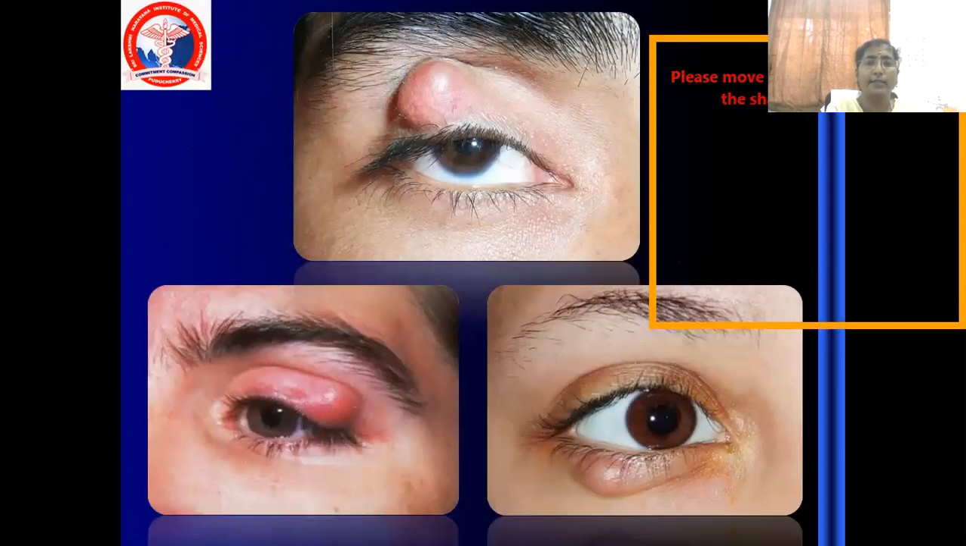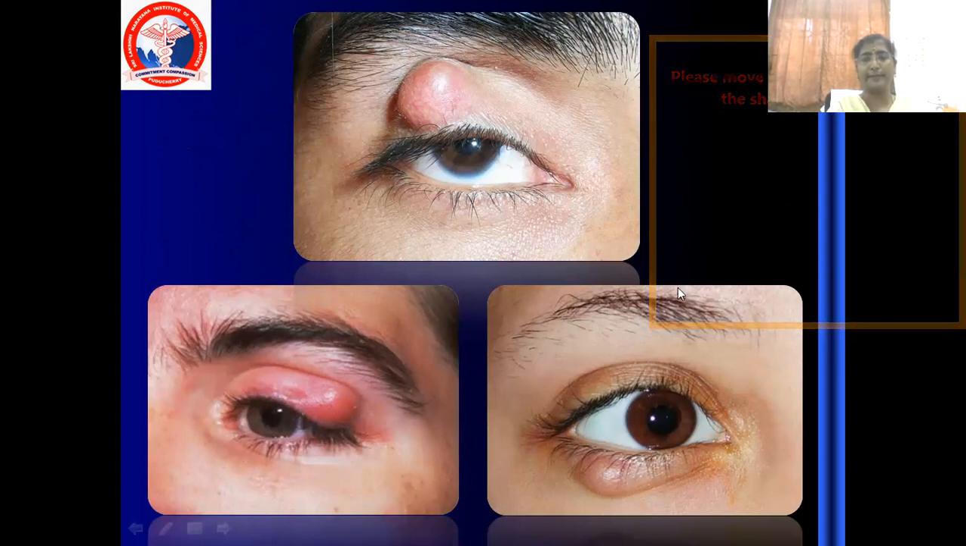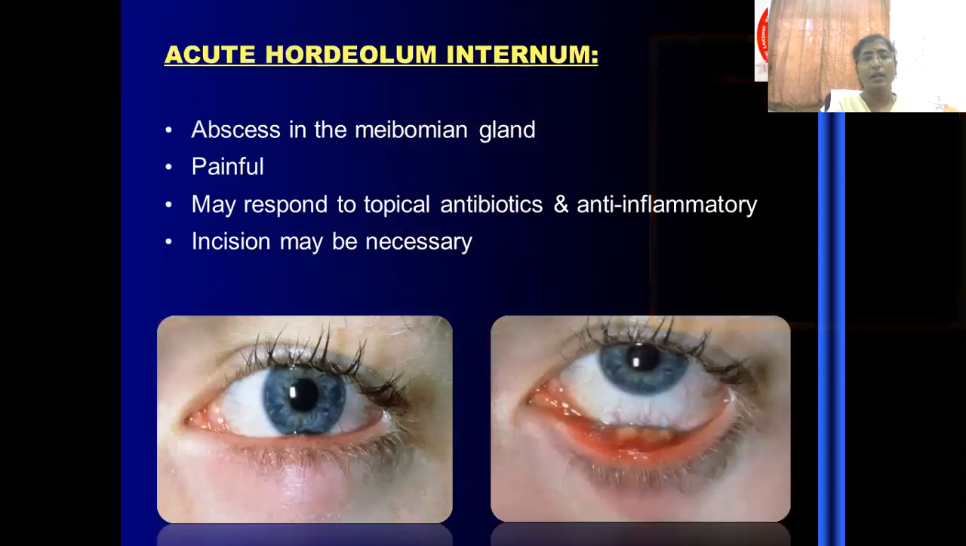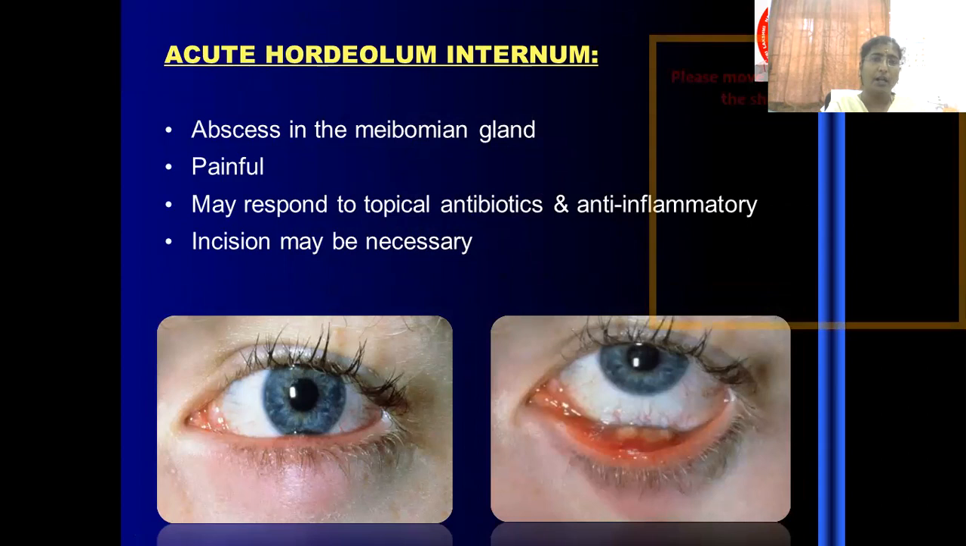So all these are chalazions. When it is in the acute state, it will have pain. Now it won't have any pain. It is painless, present in the lid margin due to obstructed meibomian gland orifices. So chalazion is a chronic condition. The acute condition is painful, which is hordeolum.